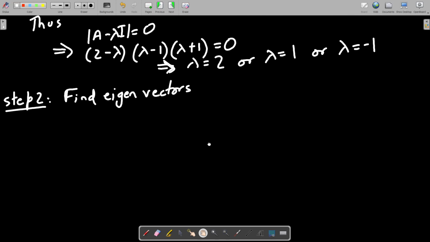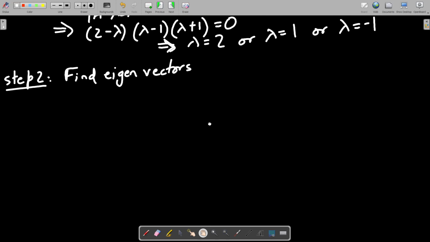So to find eigenvectors. Find eigenvectors. First, for lambda equal to 2. So A minus 2I.